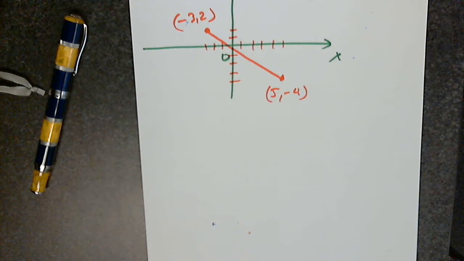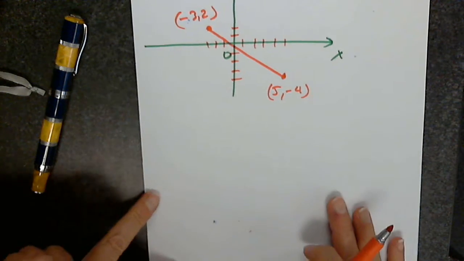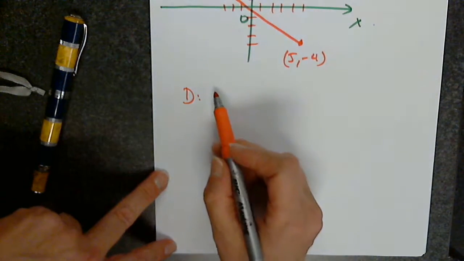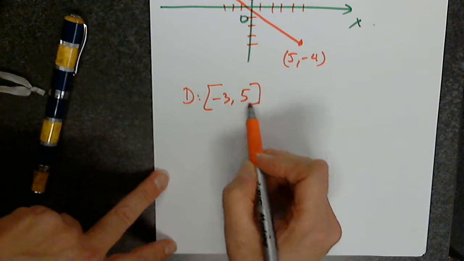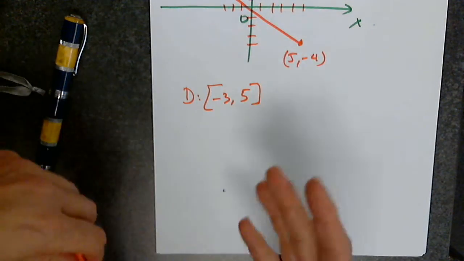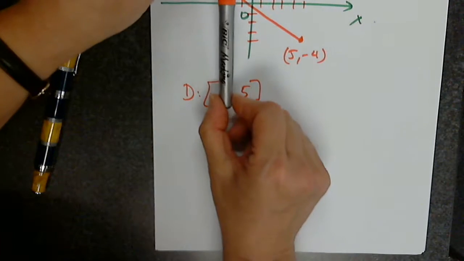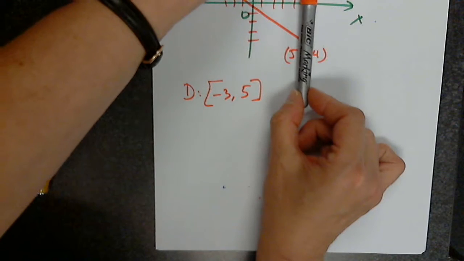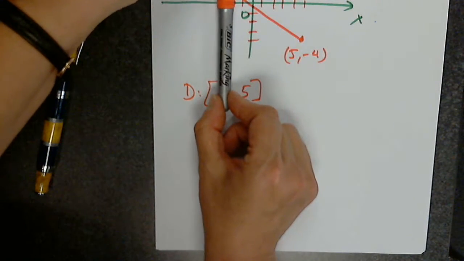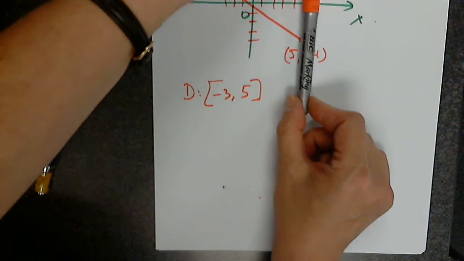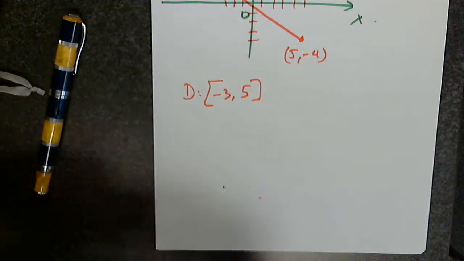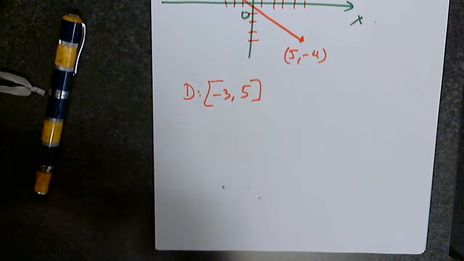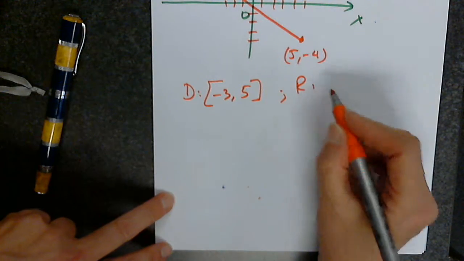So first of all, we're asked to find the domain and range. Can anyone give us a domain of this function? Bracket negative 3 comma 5. So remember, we read the domain of a function on the x-axis from the leftmost point till the rightmost point. Leftmost point has x negative 3, rightmost point has x 5. Because that dot's closed, that's why bracket.